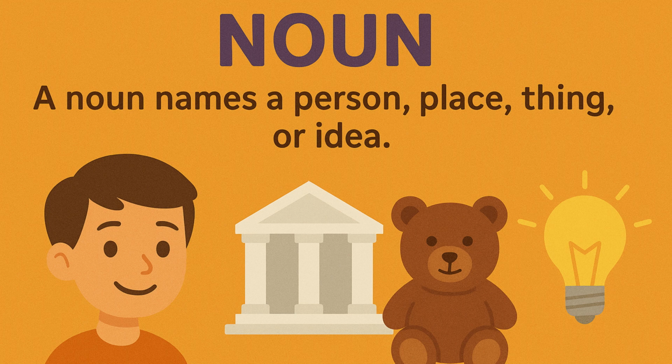Noun. A noun names a person, place, thing or idea. Person like Myra, boy, doctor. Place like New York, park, school. Things like hen, watermelon, car. Idea: fairness, friendliness, acceptance.